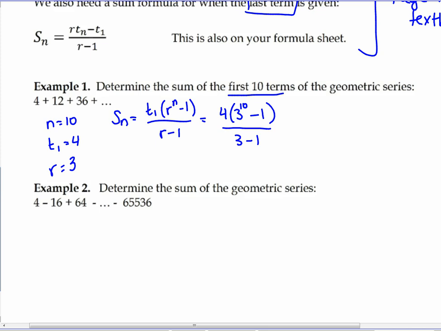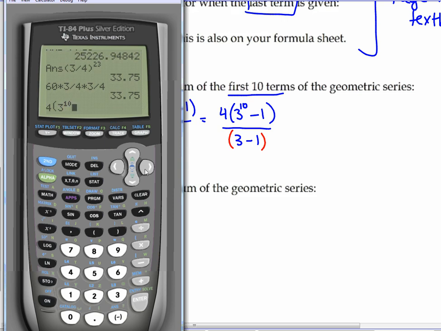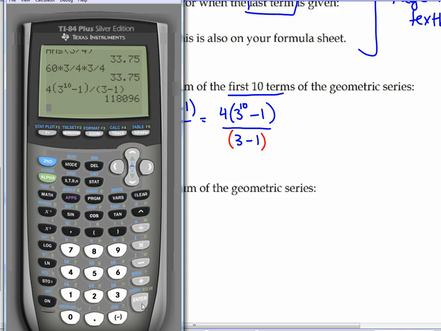Now what's really important is when you enter this in your calculator, you have to make sure there's brackets around your denominator, else you will not get the right answer. Or just make it a 2, and then you're safe. Okay, so grabbing our calculators, 4 bracket 3 to the power of 10 minus 1 divided by bracket 3 minus 1. Or again, you could just write 2, and then you're safe. Okay, so make sure you can type that in and get the same answer of 118,096.